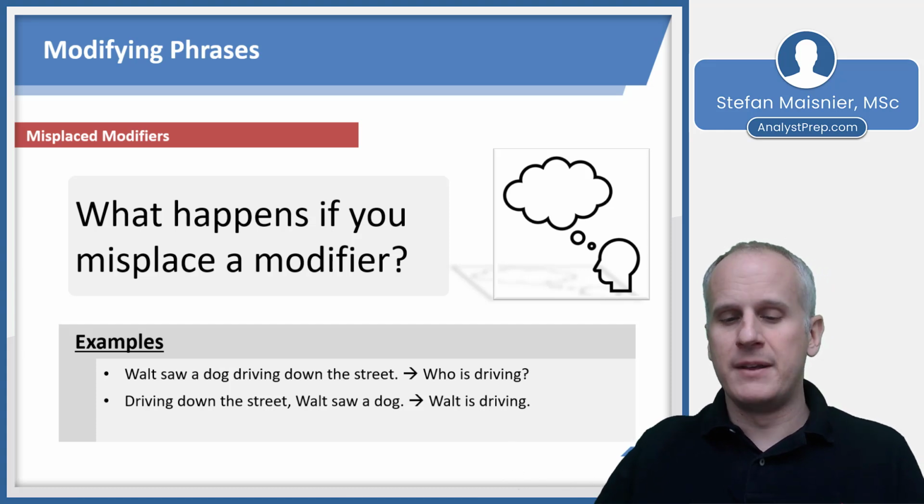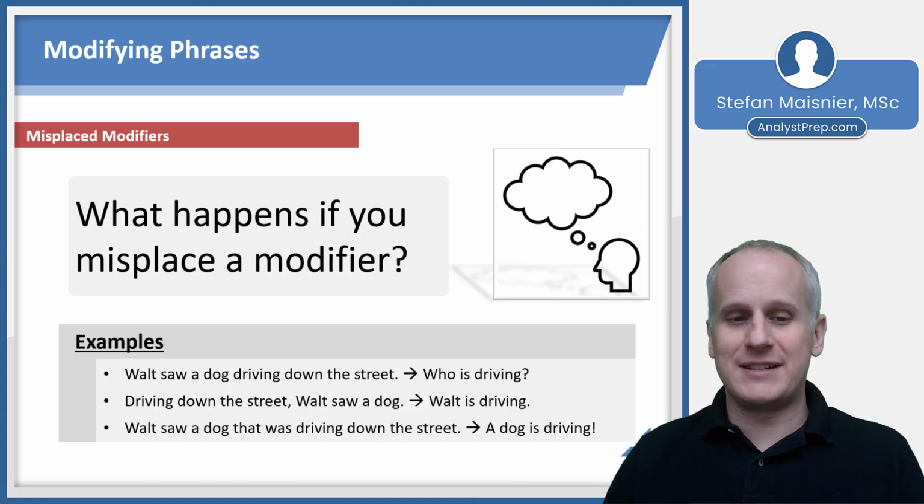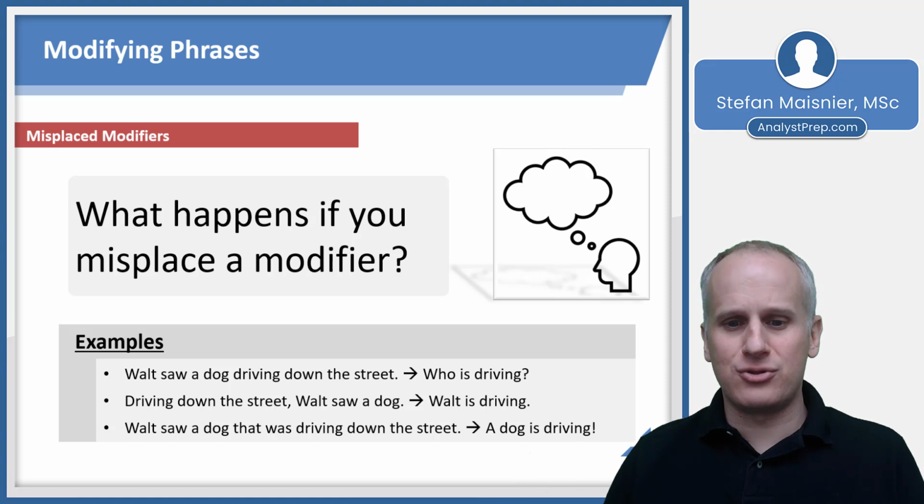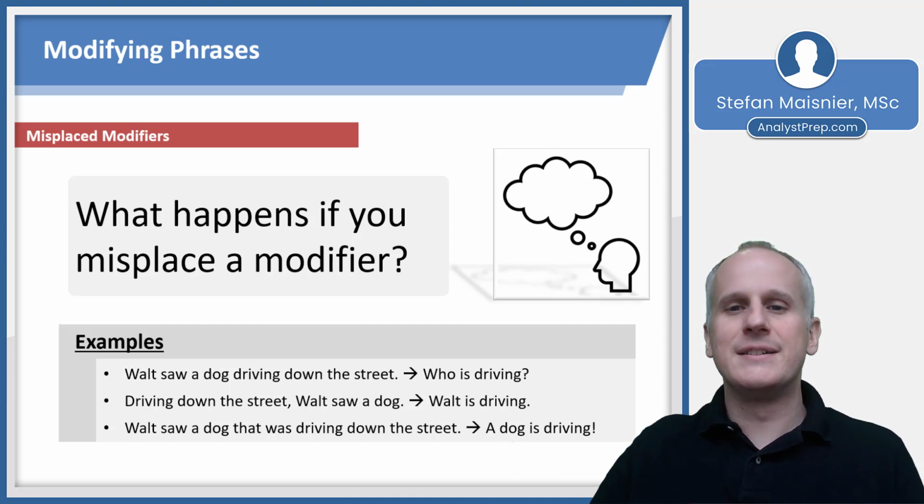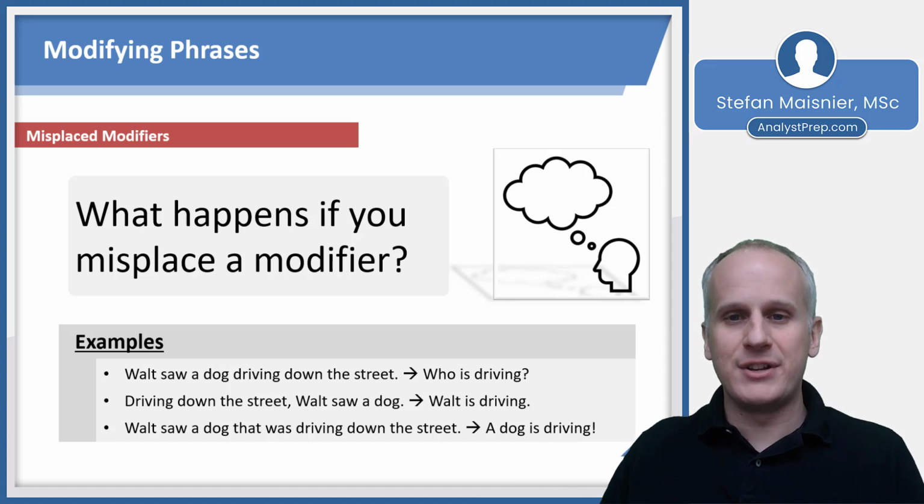Clarifies the ambiguity. Alternatively, we could have a sentence that read, "Walt saw a dog that was driving down the street." Well, now we truly have news. A dog is driving down the street, and Walt saw that dog while it was driving down the street, and Walt wasn't necessarily driving. So you have to make sure that your modifiers have no ambiguity in their placement. And if you misplace a modifier, you can introduce ambiguity or just have a truly absurd meaning.